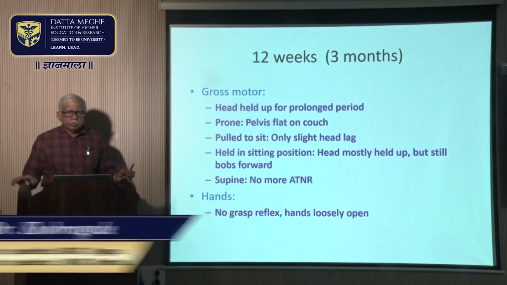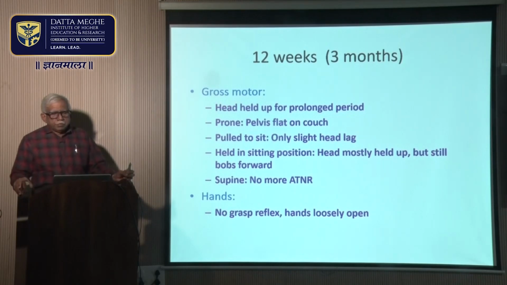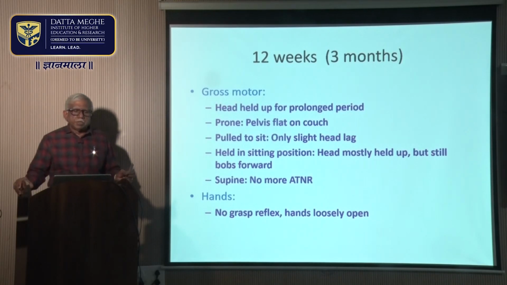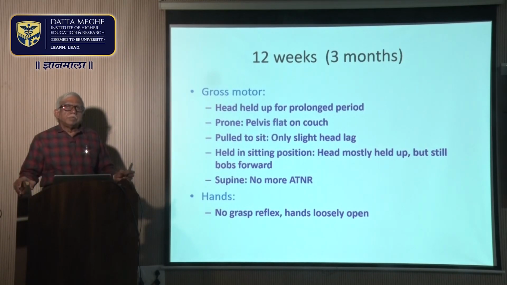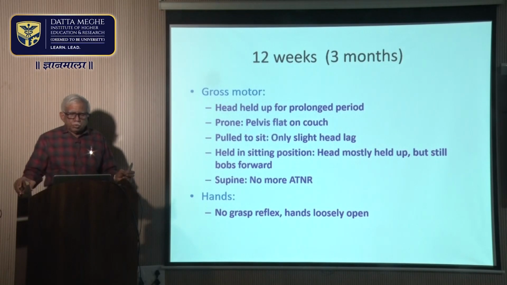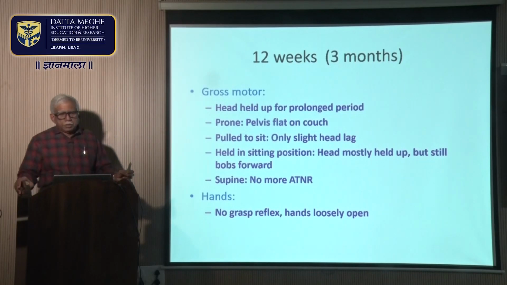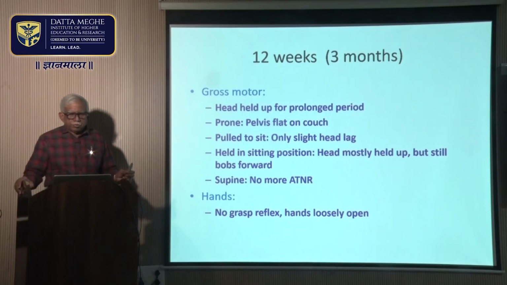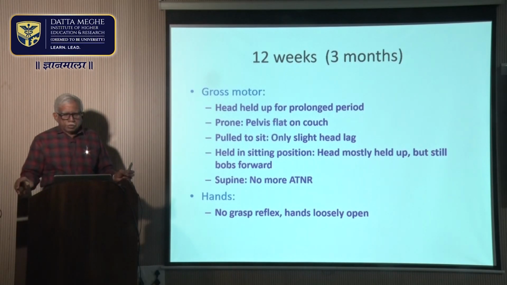Now, at 12 weeks, 3 months of age, in gross motor, the head is held up for a prolonged period. That means he has a significant degree of control over the neck muscles, and therefore the child is able to hold the neck in a vertical posture for a prolonged period. In prone posture, the pelvis is flat on the couch. Then pull to sit, only slight head lag is present. Held in a sitting position, the head is mostly held up, but still bobs forward. So, if he is made to sit and a jerk is given, there is a bobbing of the head. And in supine position, no more ATNR. That means by 3 months of age, the asymmetric tonic neck reflex disappears. Hands, there is no grasp reflex, and hands are loosely open.